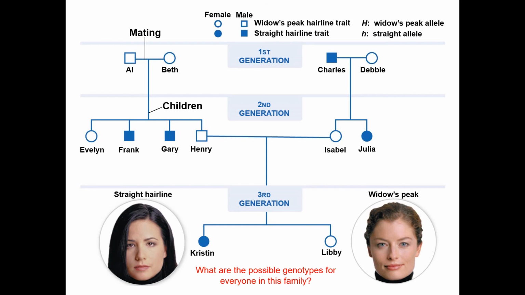The easiest way to start thinking about pedigrees is to look for individuals that have to be homozygous recessive, because you know automatically what their genotype has to be. So in this case, that's going to be everyone with straight hairline. All of the people who have straight hairline have to be homozygous recessive. Now we can think of what are the likely genotypes for all the other individuals.